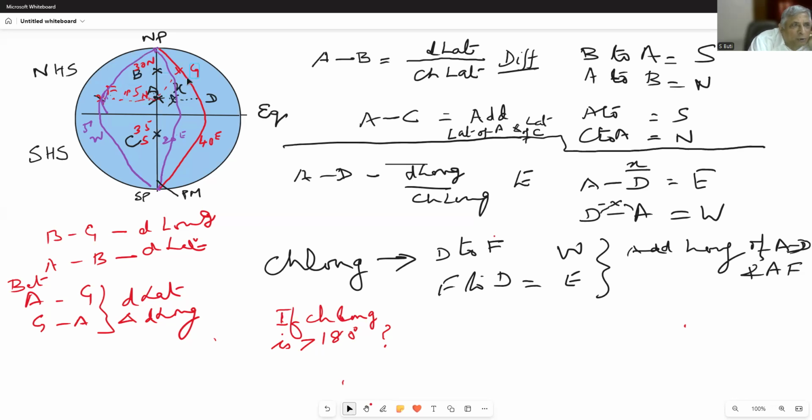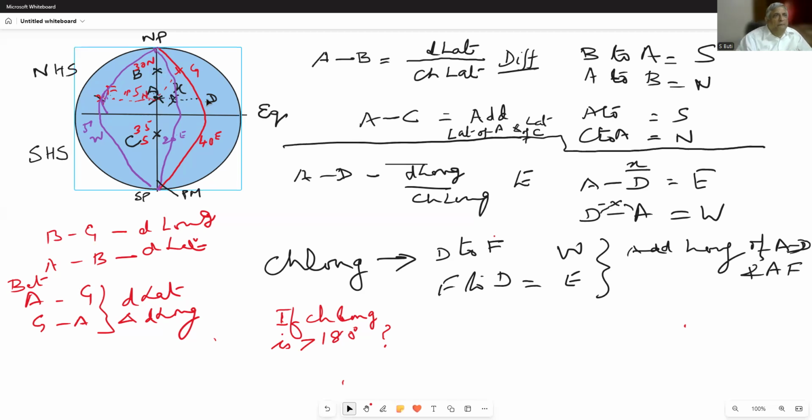Between A and G, let's calculate. A is on 15 degrees north, B is on 30 degrees north. So 15 degrees north is the change of latitude. A is on prime meridian, G is 40 degrees east. So change of longitude will be 40 degrees. Between X and G, change of latitude will be 15 degrees. X is 15 north, B 30 north, B and G both. And change of longitude will be 20 degrees.